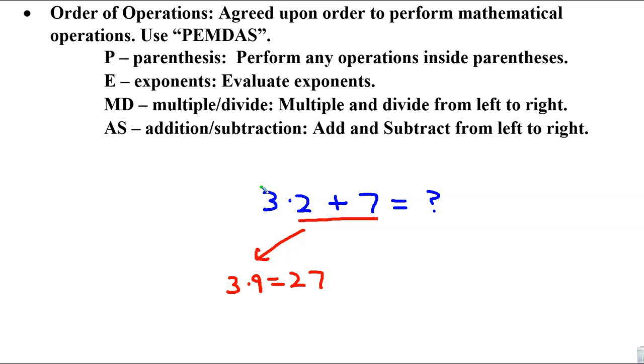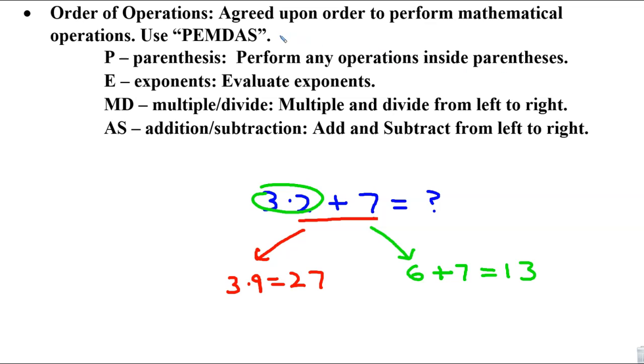But if I do my multiplication first, that's going to give me 3 times 2 is 6, plus 7, which is equal to 13. In math, I don't want to get two different answers for the same expression, so we better have some rules that we agree upon so we're all doing math the same way. Here are the agreed upon rules. We're not going to get into why they work this way, because we're not going to spend that much time here. We'll just say it's because they make the most sense.